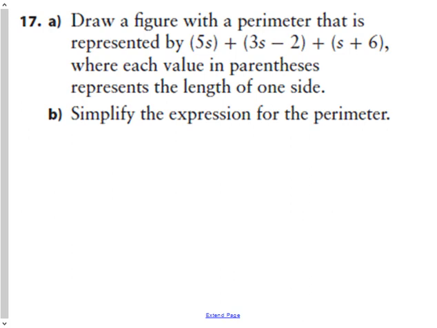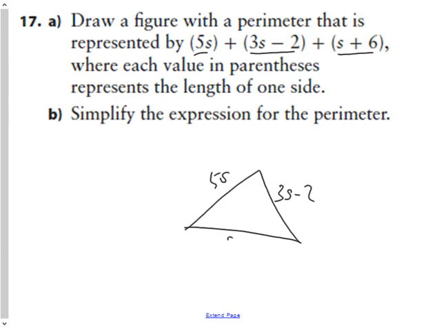Question 17 says draw a figure with a perimeter that is represented by this: the brackets plus this, which is the brackets plus this. So we have three sides that are separated by brackets, so we know it's going to be a triangle. It does not matter what sides you made them. I don't even care how you drew them. It doesn't have to be to scale or proportional because you don't know the value of s. But that would be what it would be.